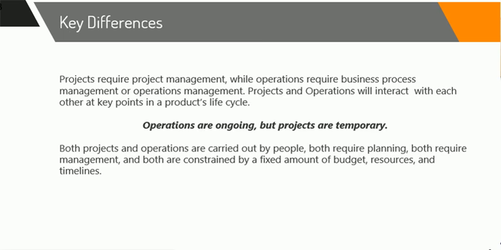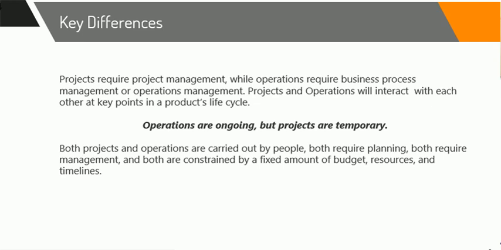The major key differences, as we already know, are that a project requires project management while operations require business processes. Projects and operations will interact with each other at key points, like we have discussed before. The key thing is that operations are ongoing but projects are temporary. Both are carried out by people, and both require planning, management, and a fixed amount of budget, resources, and timelines. Without operations we cannot move into projects, and every project will have some kind of operations or ongoing processes related to it. So we cannot go into project management without operations management.